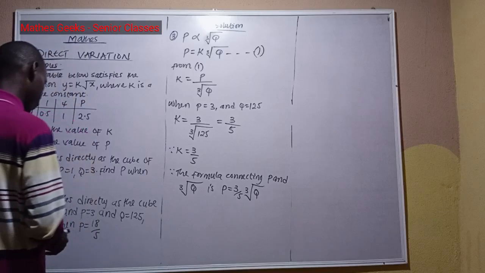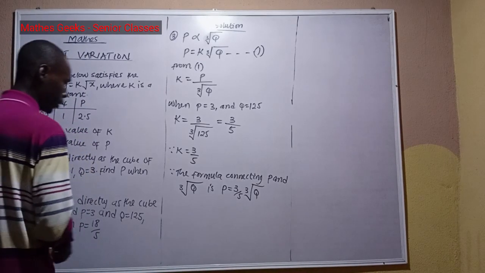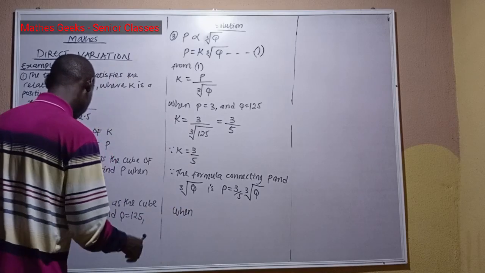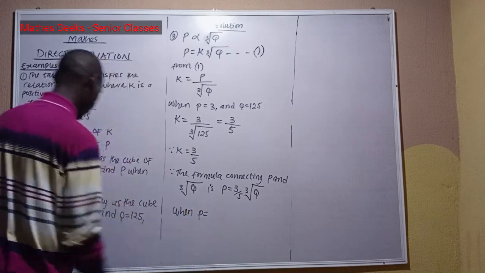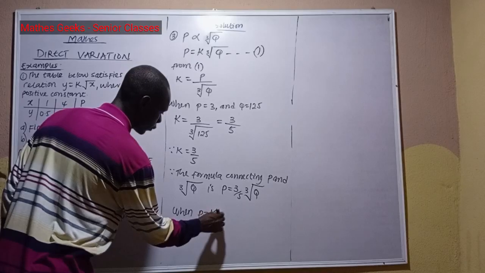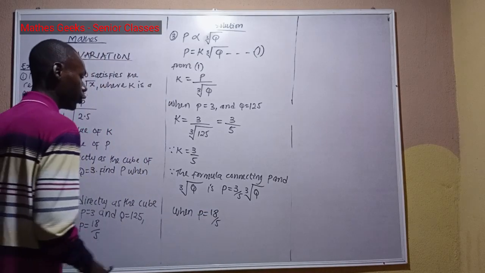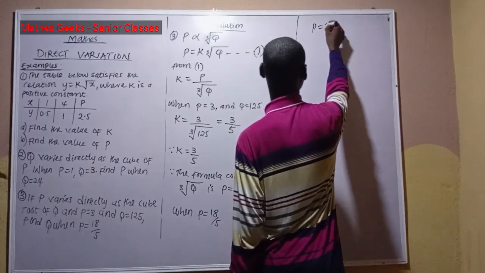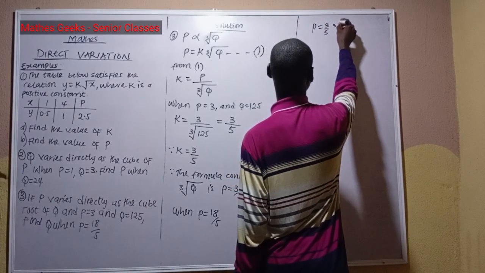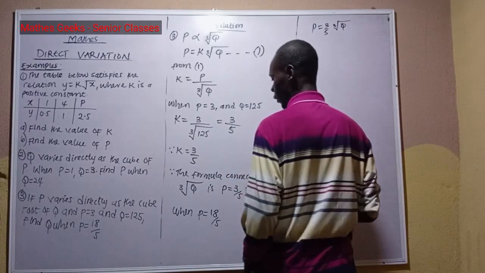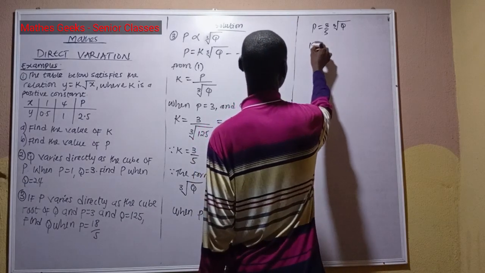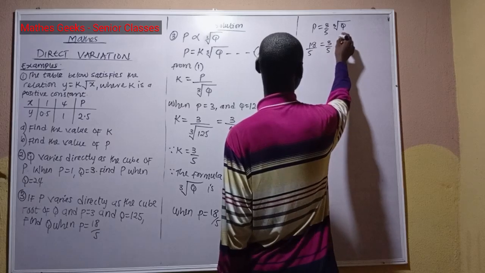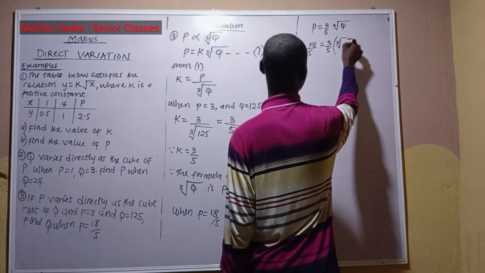Now the question says find q when p is 18 over 5. So when p is 18 over 5, q would be k times... so 18 over 5 is equal to 3 over 5 times the cube root of q.